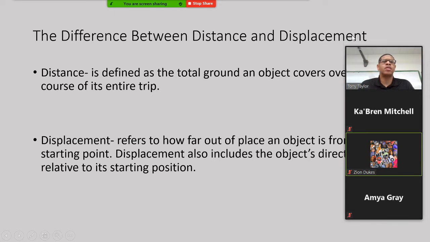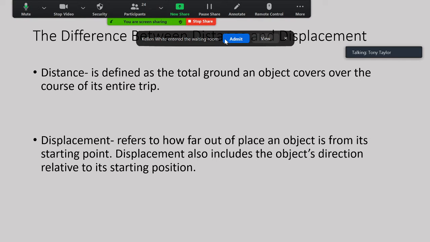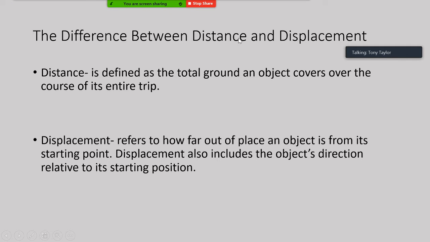Okay, so these two terms, distance and displacement, are terms that you have heard me mention a lot this year. I've used these terms for the most part interchangeably, and when most people think of these terms, they think they can be used interchangeably. However, there's a slight difference between the two terms, just like there was a difference between speed and velocity, in terms of how physicists refer to them.